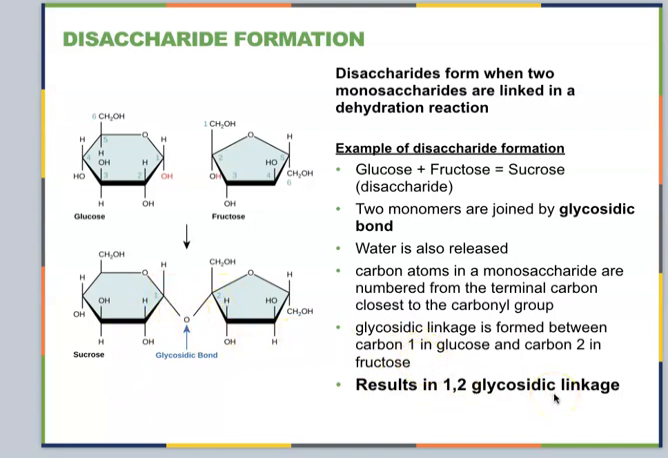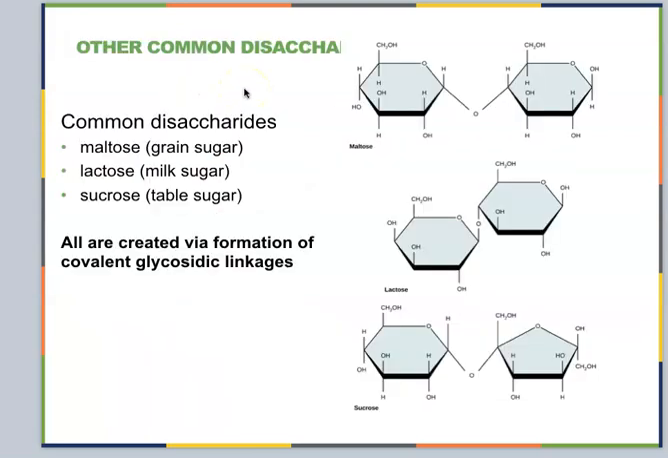Now that's not all that important inside of this class. It's important to understand that people have characterized that this is what occurs, but we got some disaccharides. Other common disaccharides can be maltose, lactose, and sucrose, right? And they all form via that covalent glycosidic linkage, you can see here.